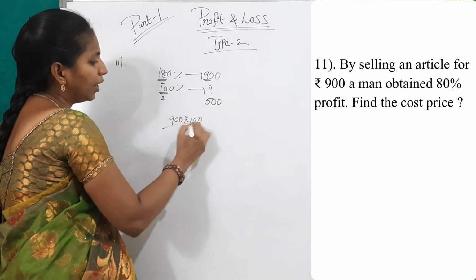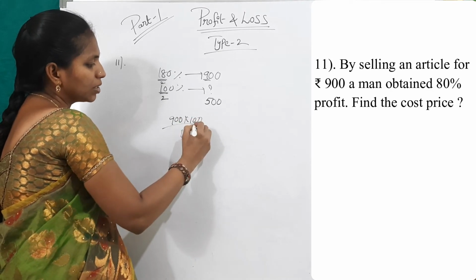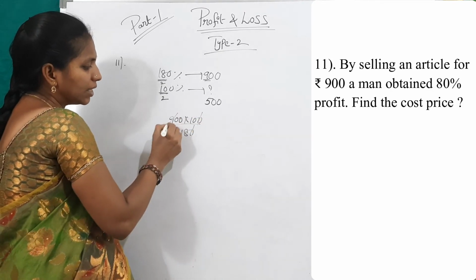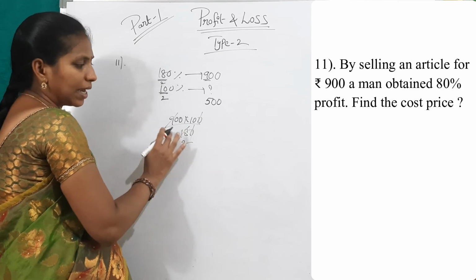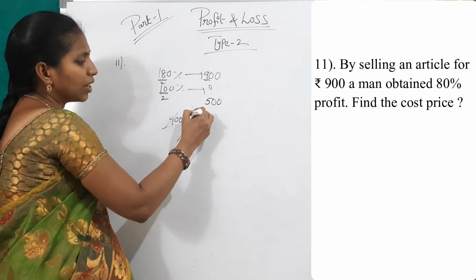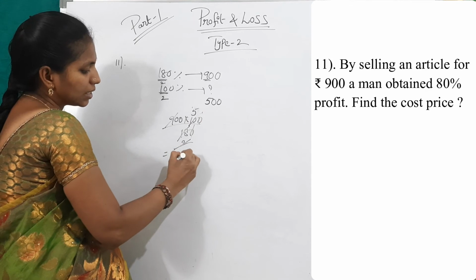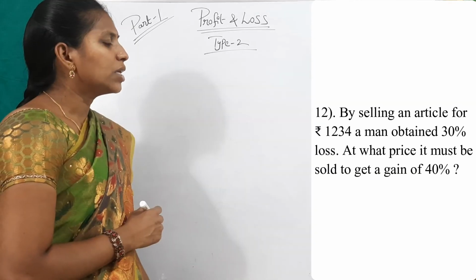Otherwise, cross multiply values. 900 into 100 by 180. The zeros get cancelled and this 9 is cancelled 2 times in this 18. This 2 is cancelled in this 10 5 times. Then result is 500. Now see 12th question.